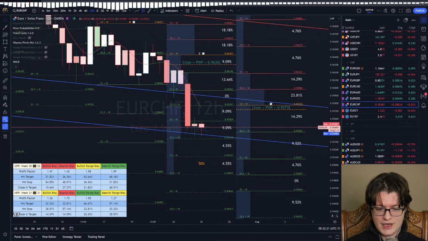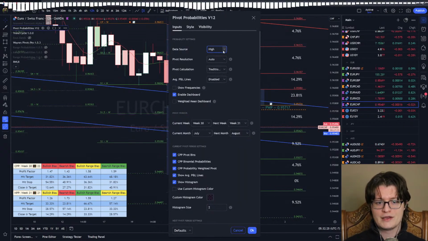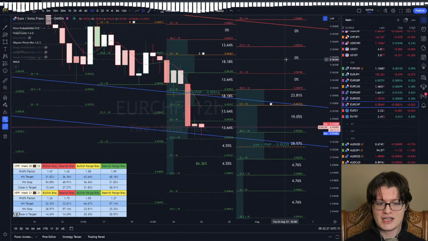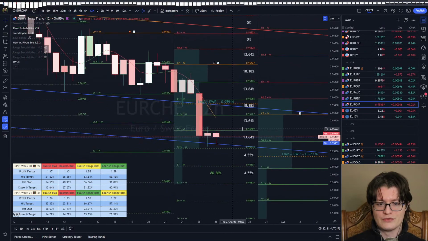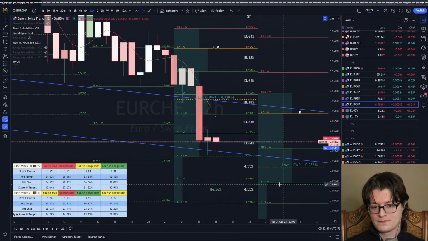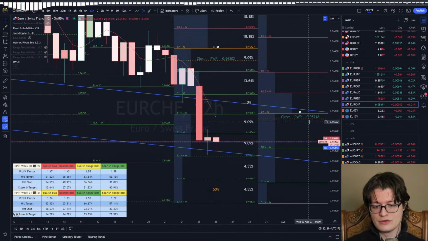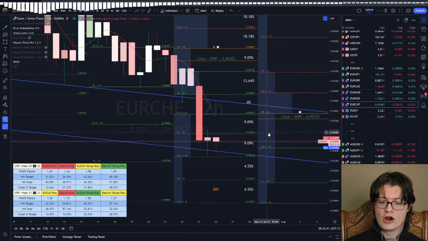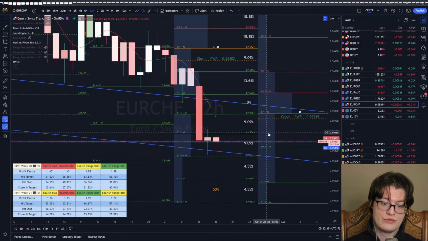So just as a basic definition check, when I go into the settings here and I change the data source to low, this is trying to tell me the probability of where the low is likely to be between any of these two pivot points. When I change this data source to close, it tells me where we are likely to end or close out this week. What's the probability that we close this week between two pivots?